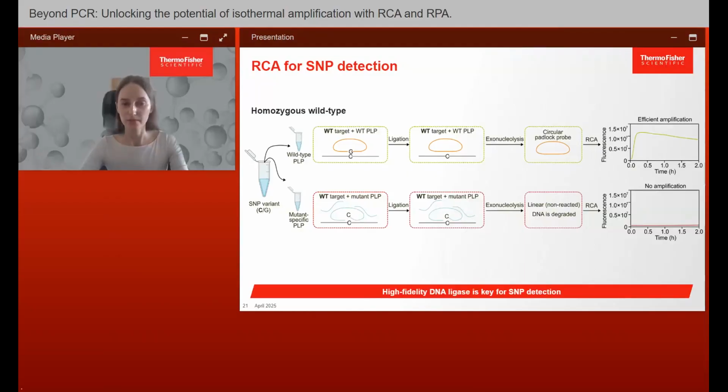On the other hand, if the PLP has even a single base mismatch, as with the mutant-specific padlock probe in this example, circularization does not occur.